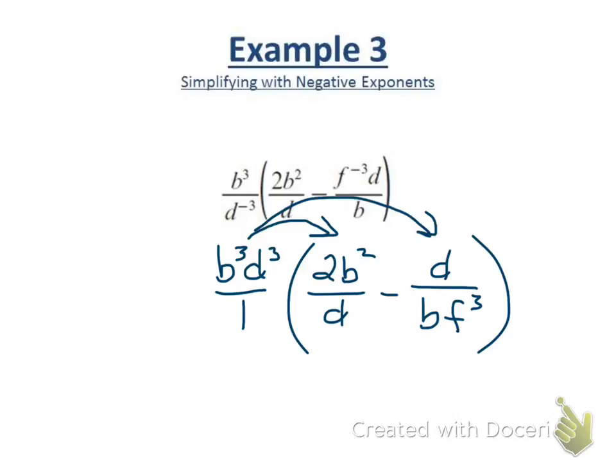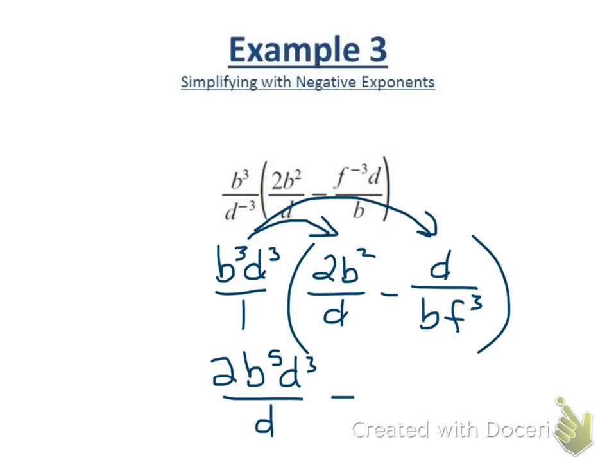Distribute this to this and this. What do we get in the first term? 2B to the 5th, D to the 3rd over D. Now, could we have cross-canceled those D's while we were multiplying? And that would have left us with D squared in the top, which is what we're going to get in a second. At this point, I'd rather you be safe than try to do it quickly and make a careless mistake.